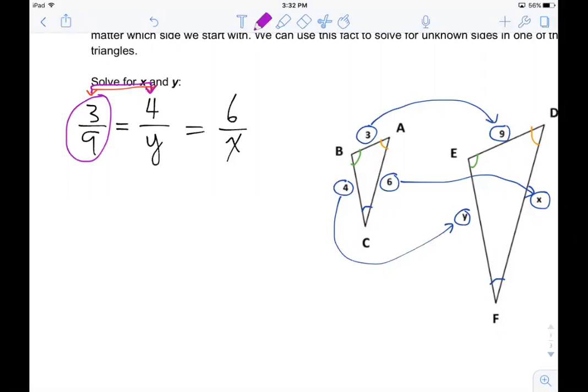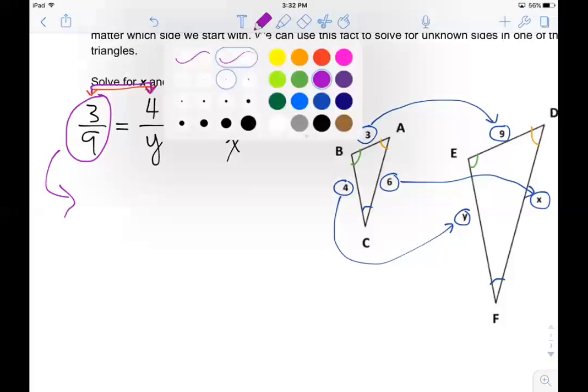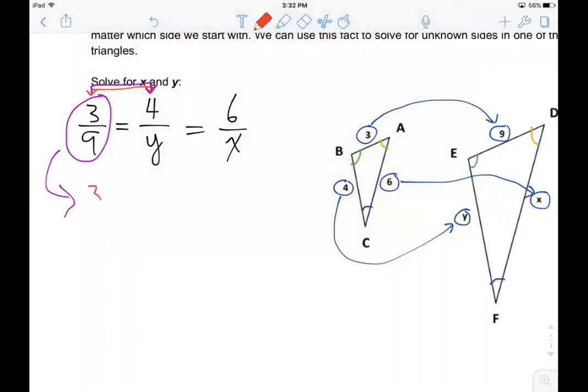So for now, I'm actually going to ignore the 6 over x part. I'm going to ignore that one completely and just pull all of this information out into a little separate statement below. And I'll just use a different color for that. So I can say 3 over 9 is equal to 4 over y. And eventually later we'll try and figure out what x is equal to, but for now, let's just focus on using this statement to solve for y.